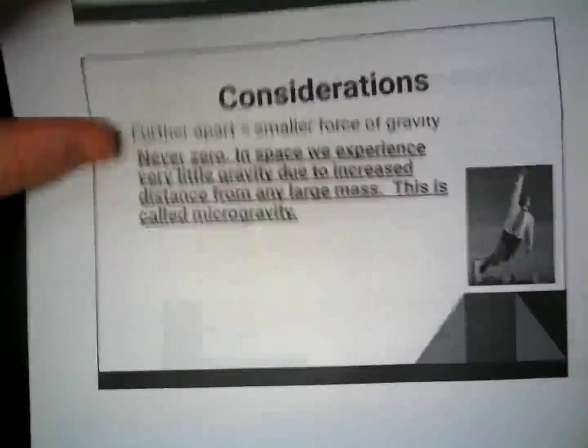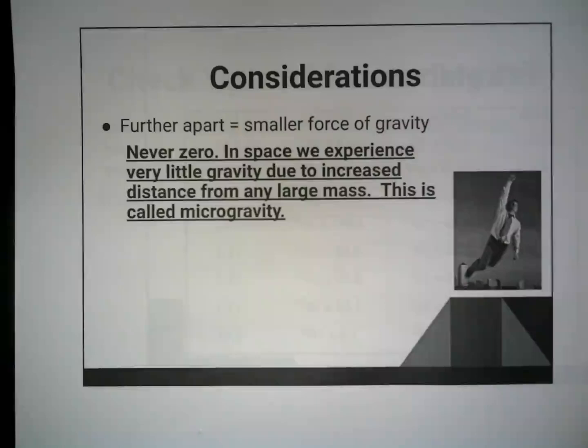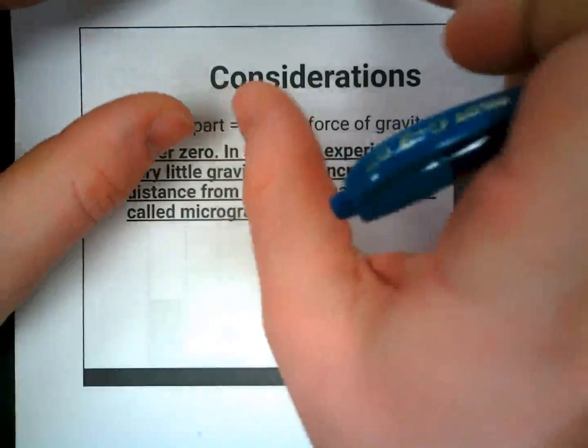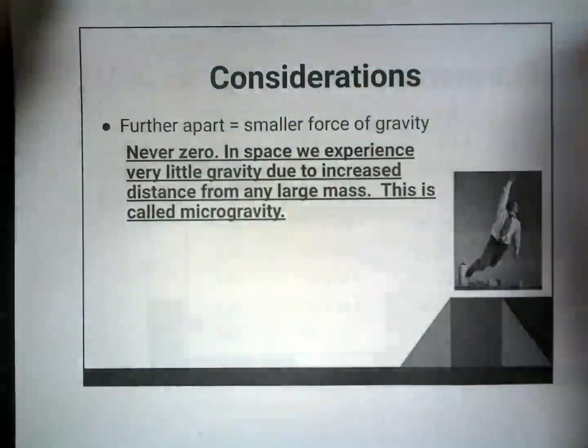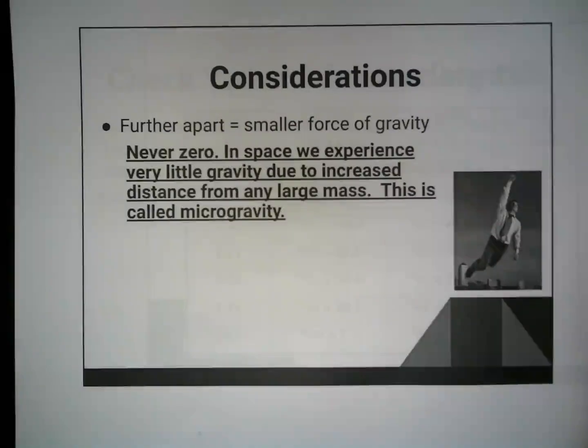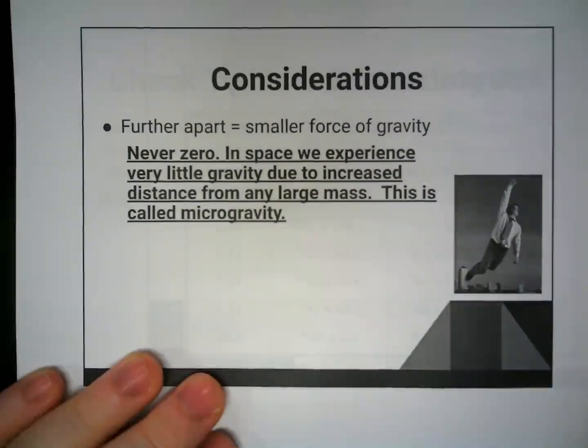Other considerations we should have. The further apart, the smaller the force of gravity. And that should be fairly obvious. Okay? If gravity is reliant upon how close two objects are and their masses, if you pull them away, it should make sense that your gravity is going to decrease. But we should also understand that it's never zero. In space, if we were just to float around, we do experience very little gravity, but it is still gravity that is affecting us.